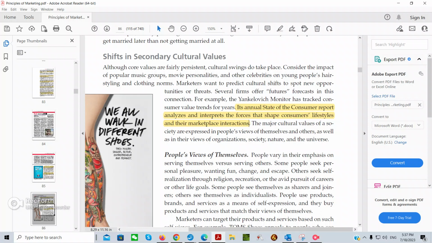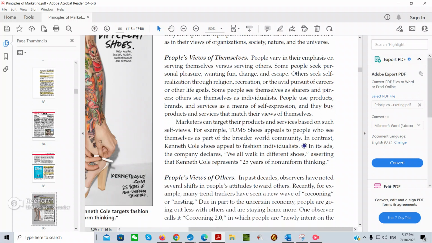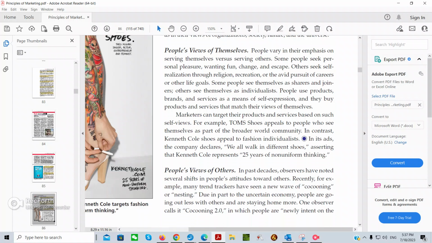Now, the major cultural values of society are expressed in people's views of themselves and others, as well as their views of organizations, society, nature, and the universe. Also, people's view of themselves. People vary in their emphasis on serving themselves versus serving others. Some people seek personal pleasure, wanting fun, change, and escape. Others seek self-realization through religion, recreation, and avid pursuit of careers or their other life goals.